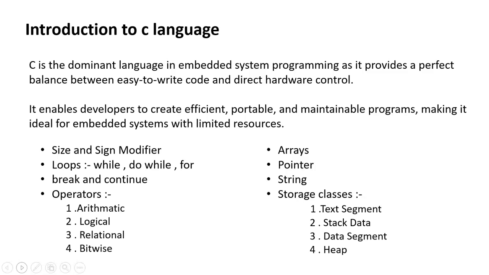In C language, there are size and sign modifiers, loops like while, do while, and for loop, break and continue, operators like arithmetic, logical, relational, and bitwise. There are array, pointers, string, and storage classes. In memory segmentation, there are four types: text segment, stack, data segment, and heap.